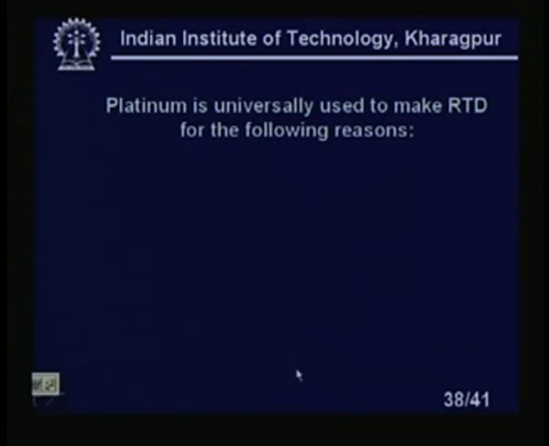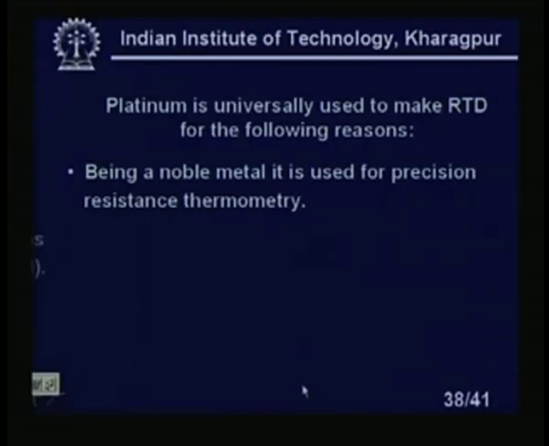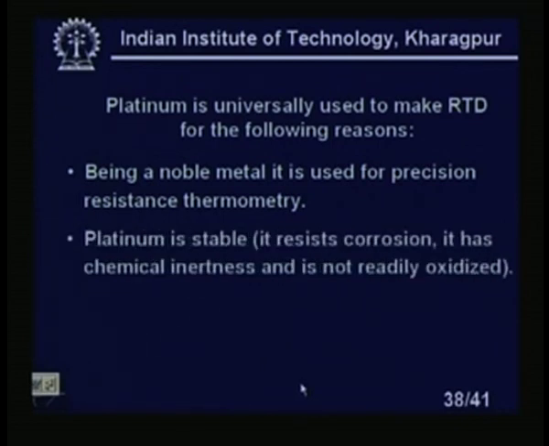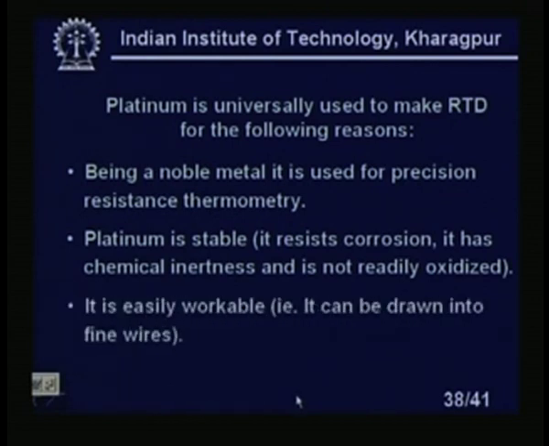Now, platinum, as you know, is universally used to make RTD for the following reasons. There are some advantages of platinum, which is now the de facto standard. Being a noble metal, it is used for precision resistance thermometry. Platinum is stable, which is another important thing. It resists corrosion, it has chemical inertness, and it is not readily oxidized. It is easily workable, and it can be drawn into fine wires, because ultimately to make the RTD, I have to draw it into wires. So, this is another advantage of platinum.